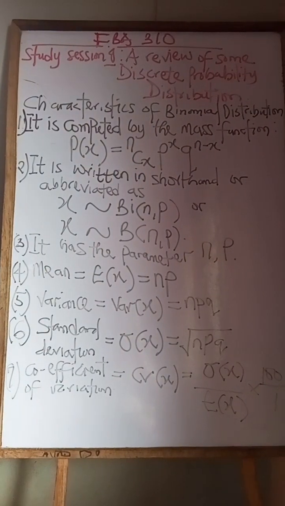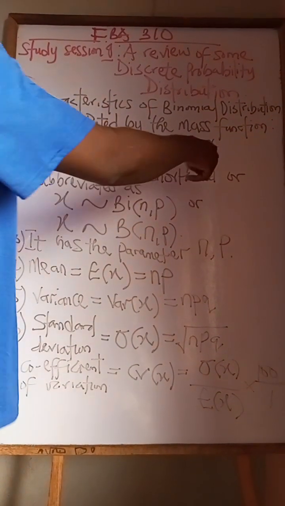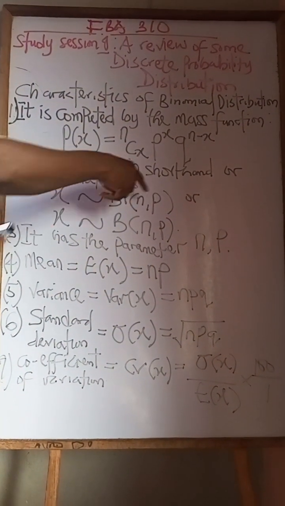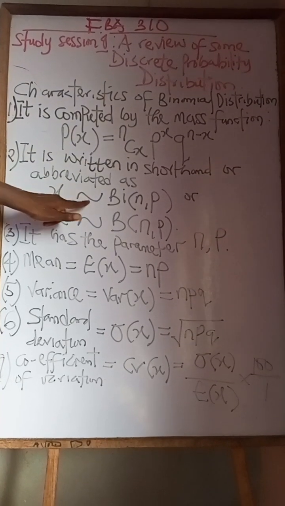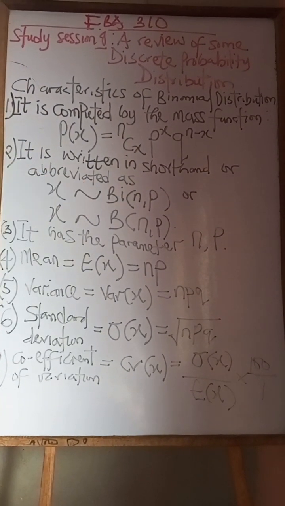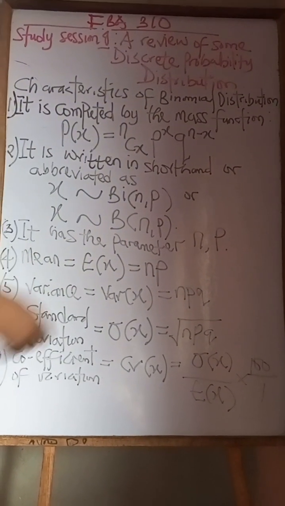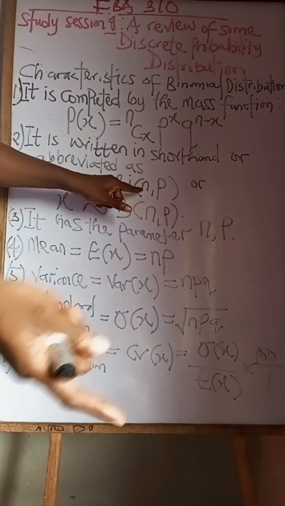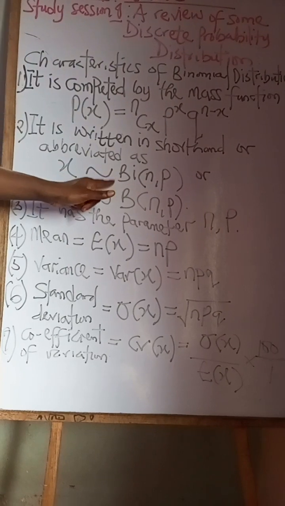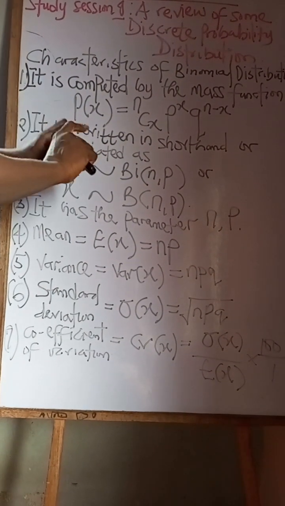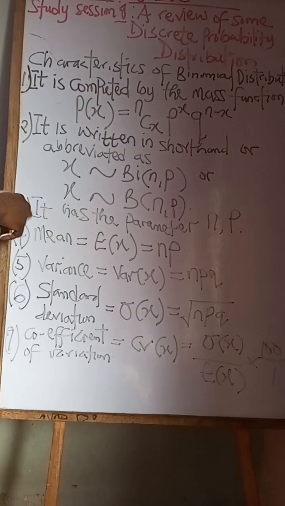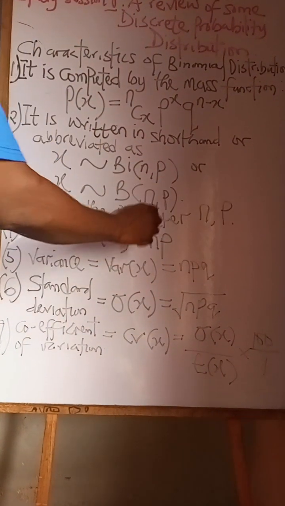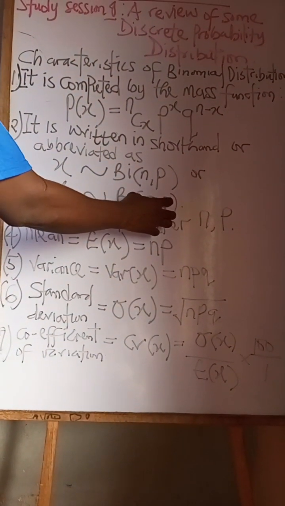Then the next one is, it is written in shorthand or abbreviated as X distributed as, you can either use Bi or use ordinary B. Then we have n and p. This n means the number of trials that was made. So it can be like this, it can be Bi or simply B. Then it has the parameters n, p. Whatever we have in the bracket is the parameter.